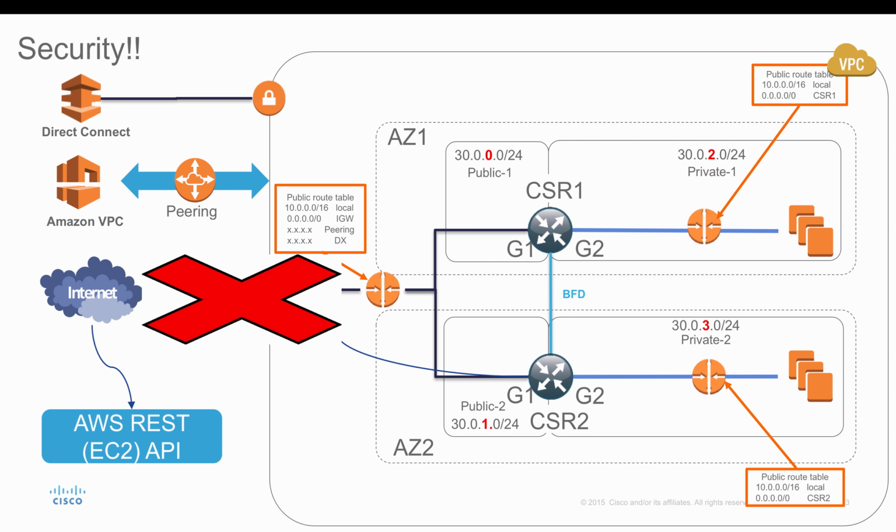That's going to be this slide. People want to break the internet access, or stop that internet access for all the VMs within the VPC, which means that from the public route table perspective, you will not have a default route to the internet gateway.